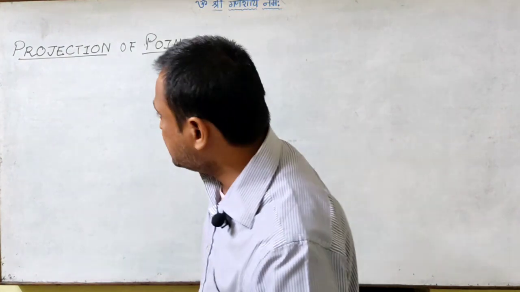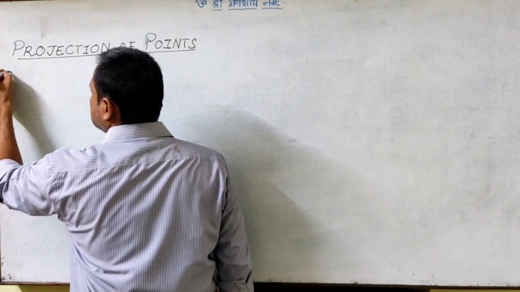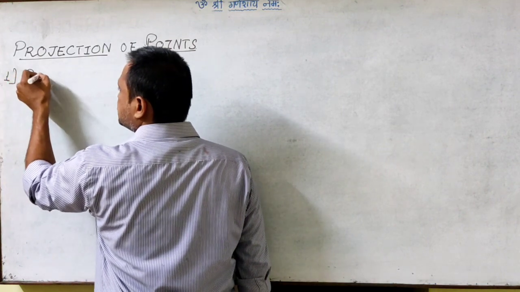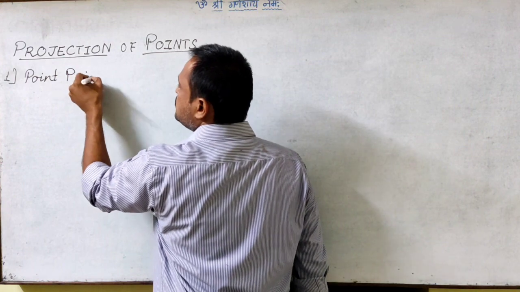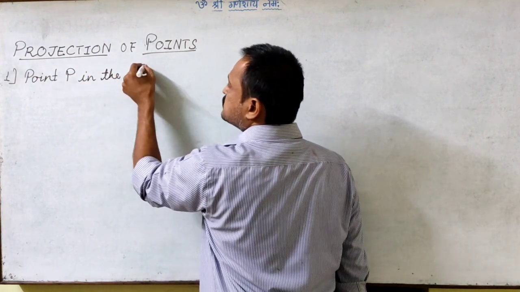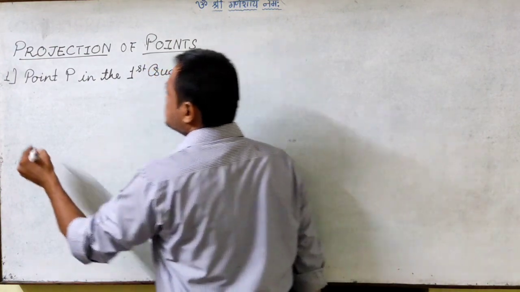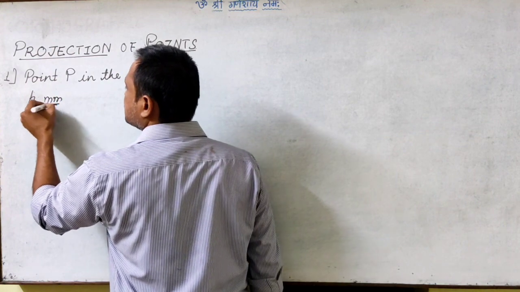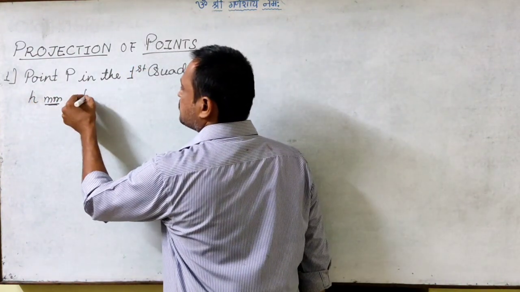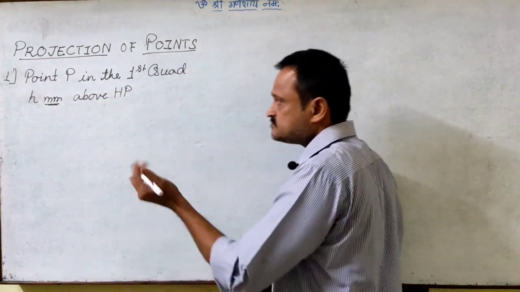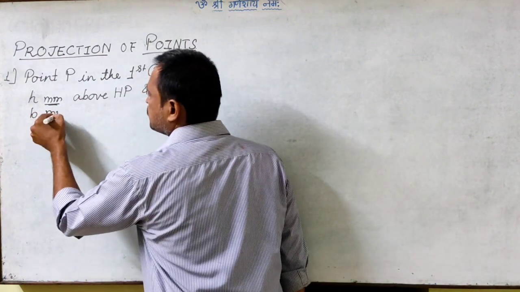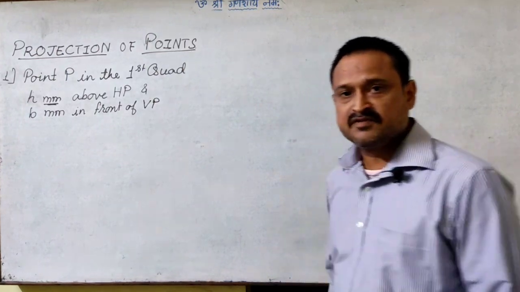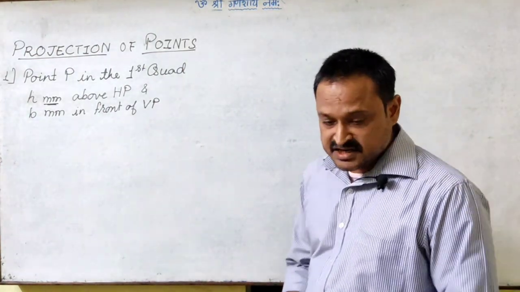So let us consider the case, I'll call this case 1, that there is a point P in the first quadrant which is H mm, so I am giving it a unit, say H millimeters above HP, the horizontal plane, and B millimeters in front of VP or the vertical plane. So that means absolutely this point is in the first quadrant.